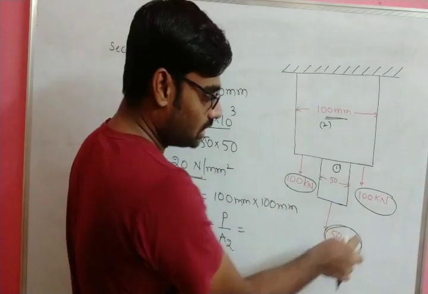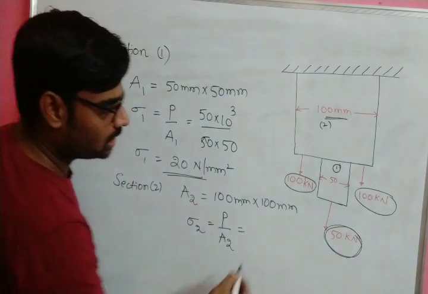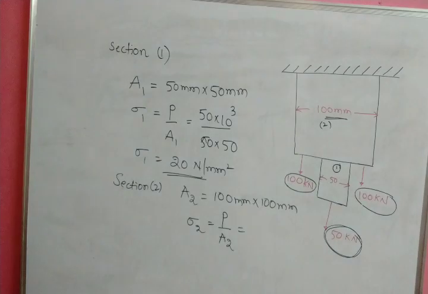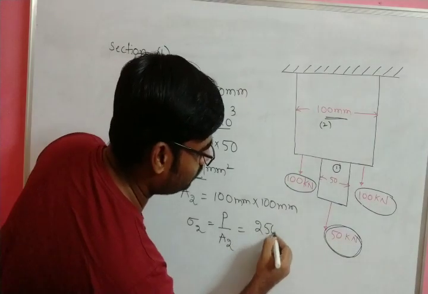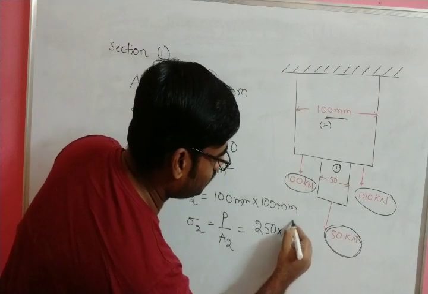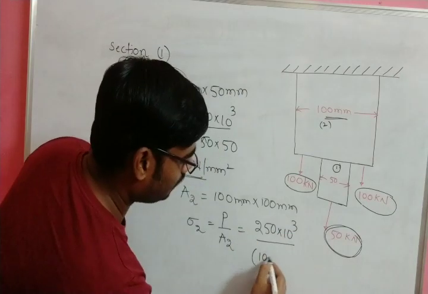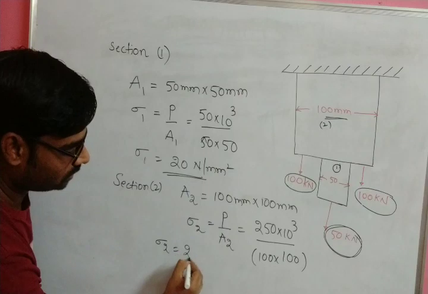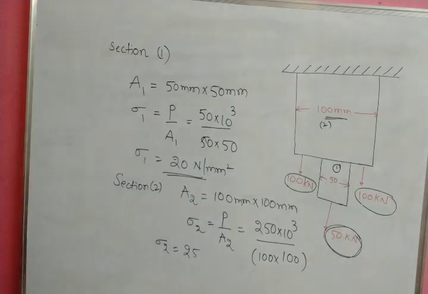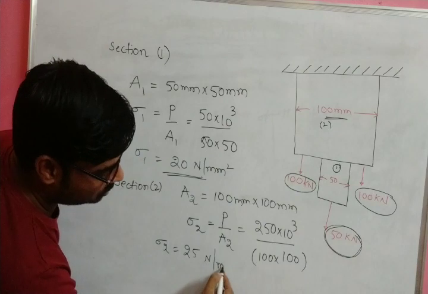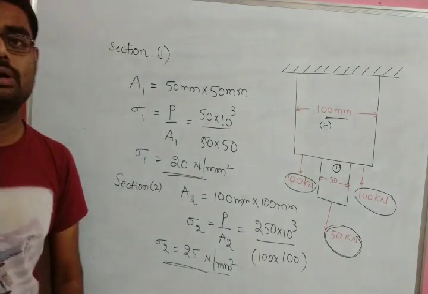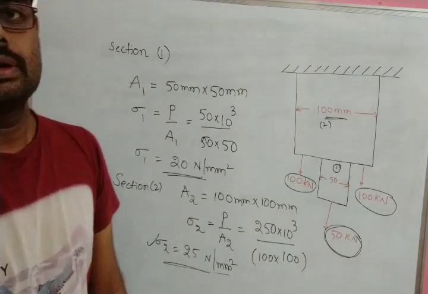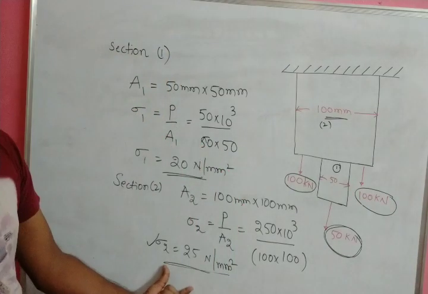So how much load is acting on section 2? 100 plus 100 plus 50. 100 plus 100 is 200, plus 50, so 250 kilonewtons. 250 into 10 cube by area 100 into 100. Finally sigma 2 equals 25 Newton per mm square. This is the final answer. So which is the maximum tensile stress? Sigma 2 is the maximum tensile stress.